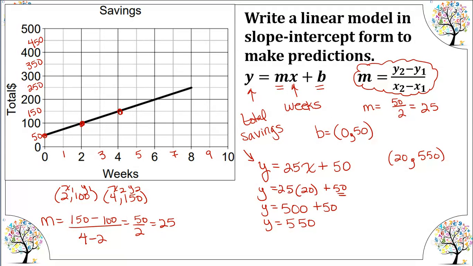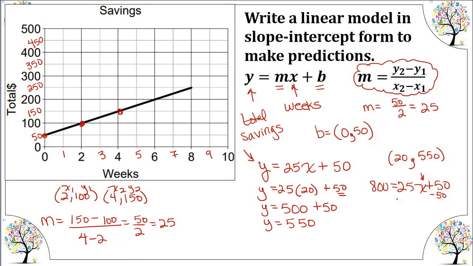Now let's say that they have a total savings of 800. So the total is 800. We want to know how many weeks. So we're given the total 800, and we're looking for how many weeks it's going to take for that individual to save that much money. So we're going to solve for x.